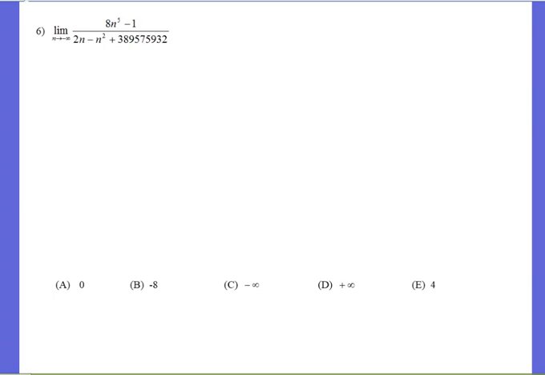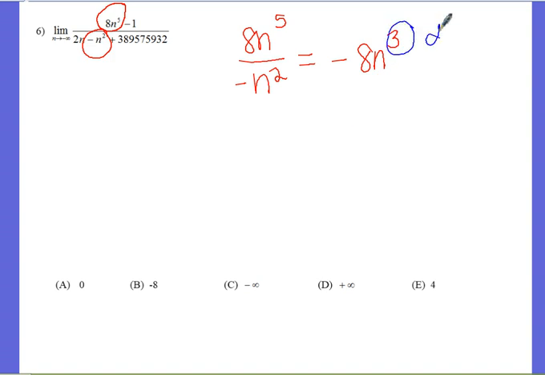Alright, number 6. Now we're going as n goes to negative infinity, but this is rational, so I'm going to take the highest power in the numerator, highest power in the denominator, simplify, and I get negative 8n cubed. So there are 2 methods you can use. That's an odd negative. Odd negatives look exactly like a line with a negative slope. Therefore, the limit as x approaches negative infinity would be the left side of that line, and therefore the answer is positive infinity.